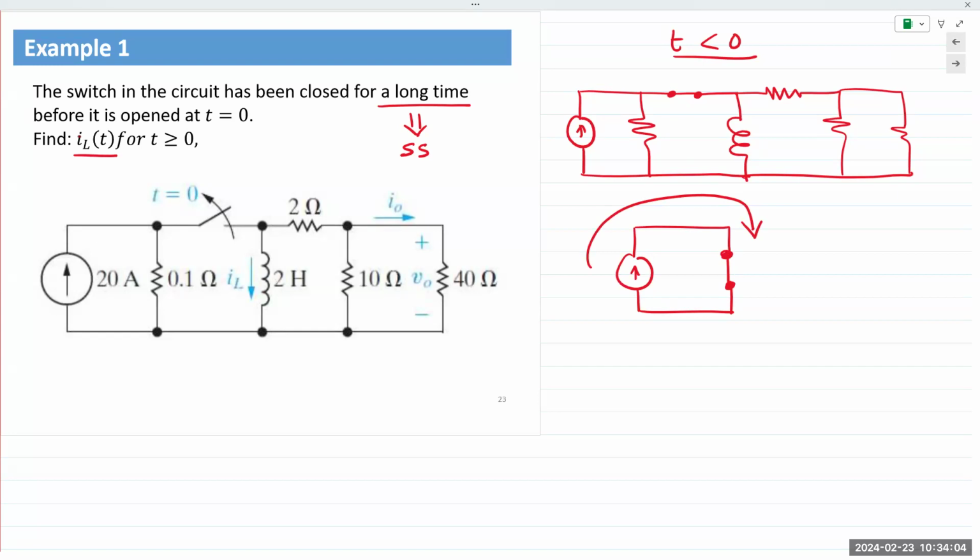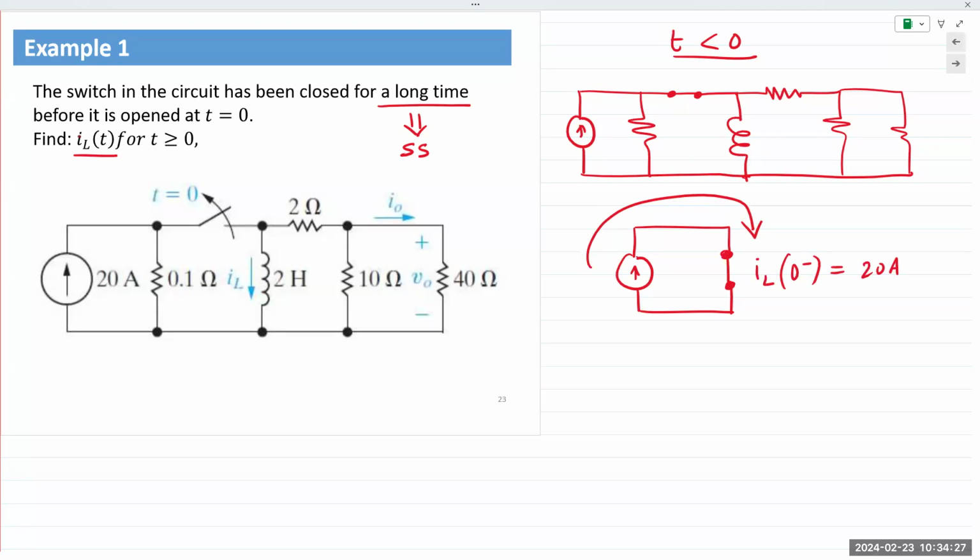Nothing else goes to the resistors. None of the 4 resistors have any current. All of it goes through the inductor. So my IL value, since it's a short, at 0 minus is 20 amps.